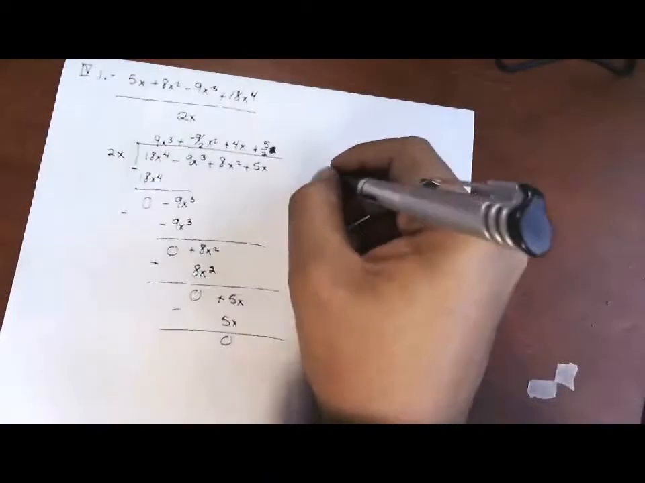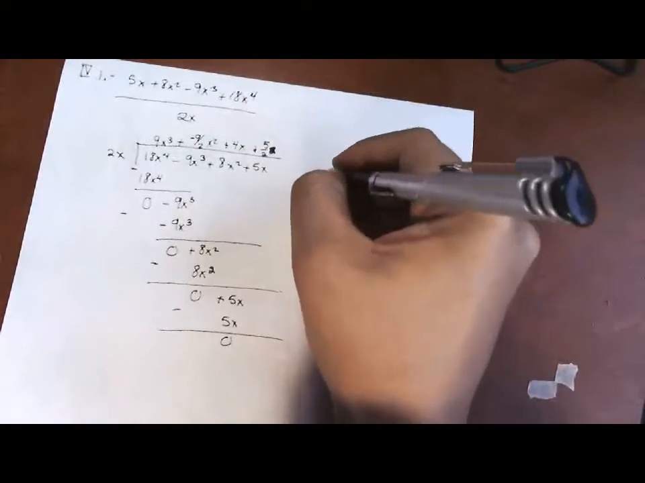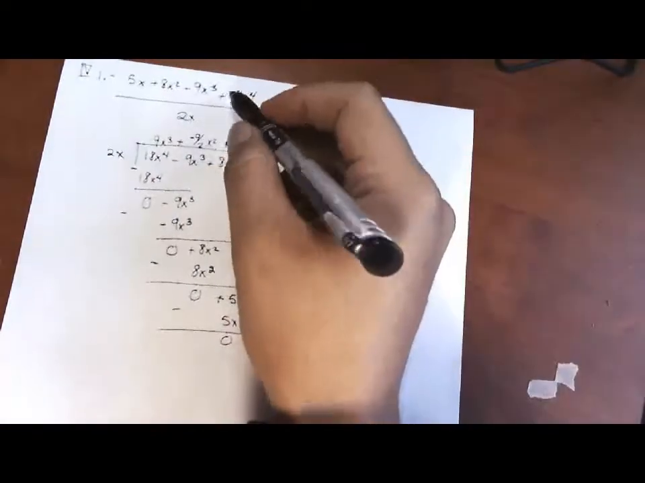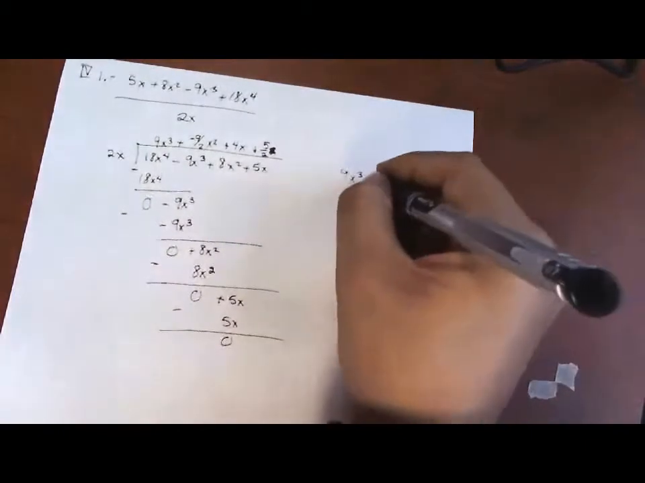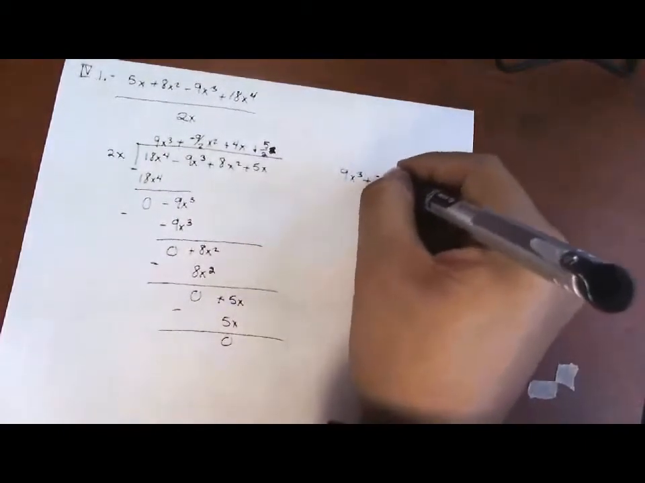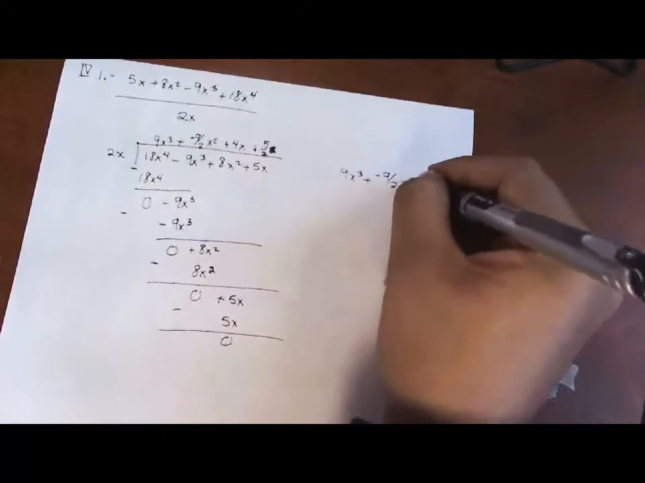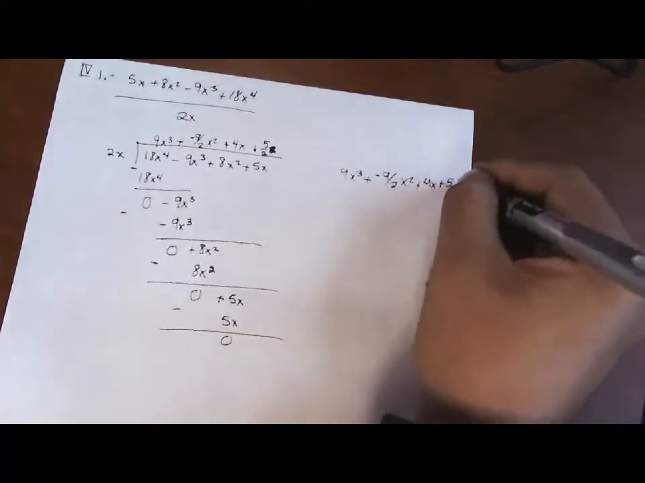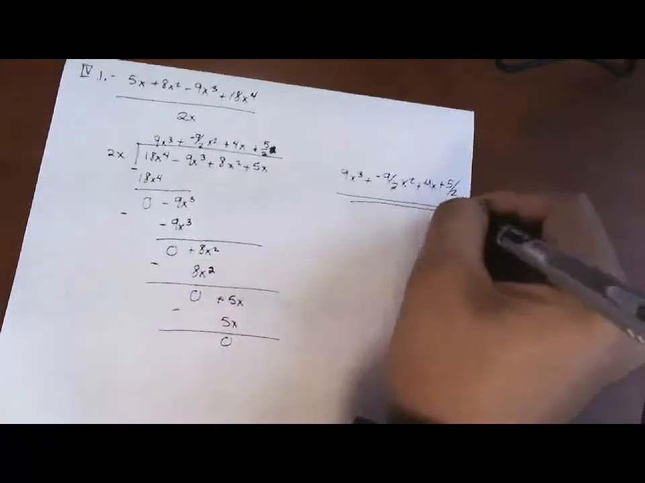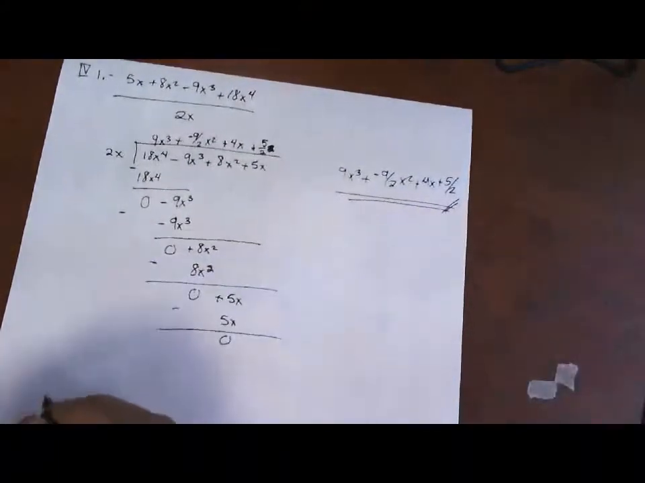So, your result of dividing this by this is 9x cubed minus 9 halves x squared plus 4x plus 5 halves. There you go. Okay.